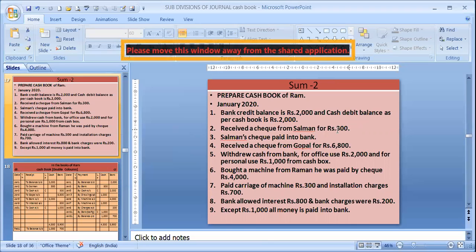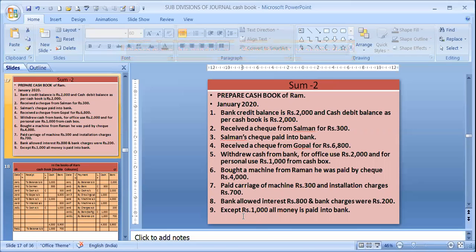What happened to this check? Let's see. Next day only it is given. Salman's check paid into bank. Instead of next date, they could have given in the last date also this one. Salman's check paid into bank, or Salman's check is endorsed to Ali, something like that. The check has been endorsed means check has been given to somebody. In this case, check has been deposited into bank.